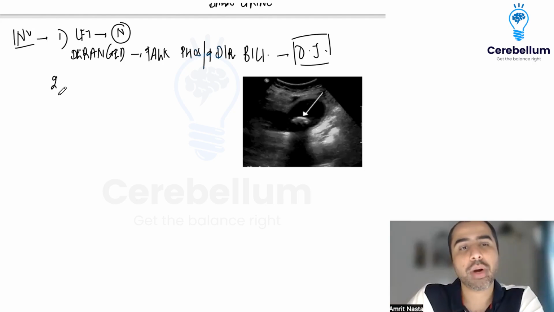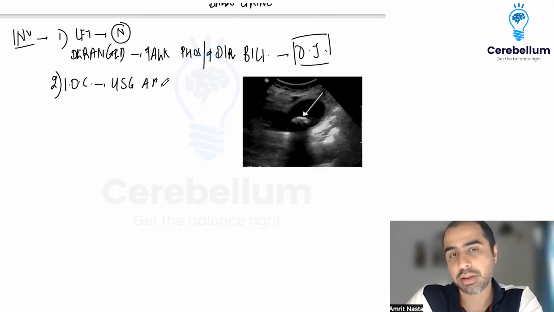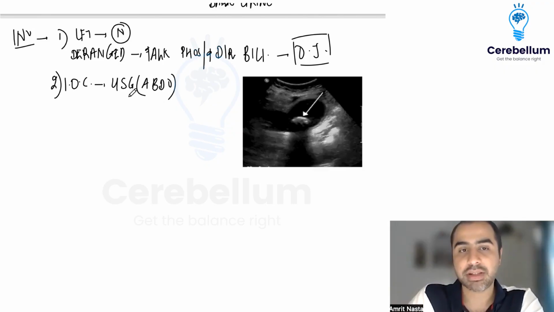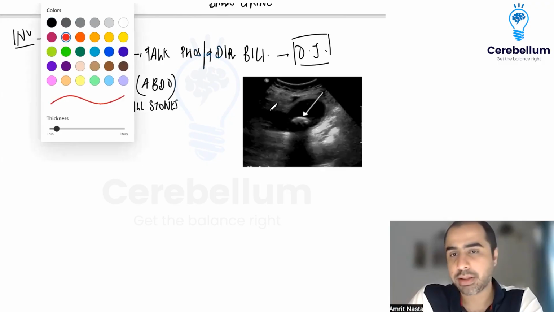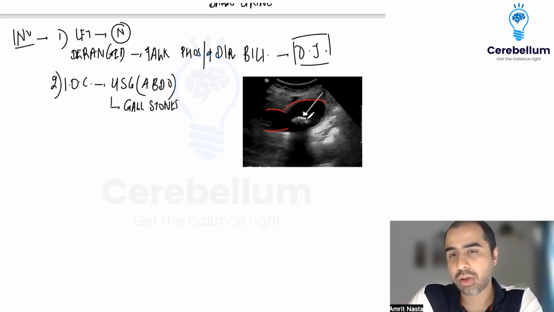And then of course you want to look at the stone. So the investigation of choice in this case is going to be ultrasound. This is clear, right? There is no CT here. Ultrasound abdomen is the investigation of choice for gallstones, because gallstones are going to be seen here. So they look like this. When you do ultrasound, this is the gallbladder. This looks like a stone, but how do you know for sure that it is a stone? It will cast this shadow. Only a stone will cast a shadow. That is called the posterior acoustic shadow.